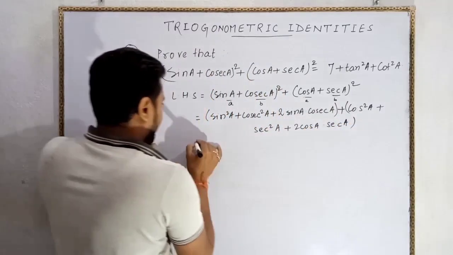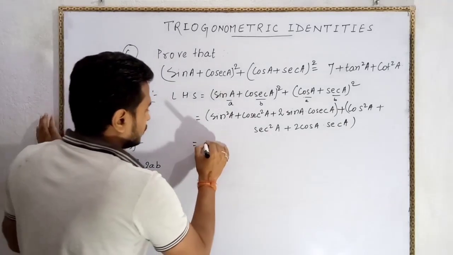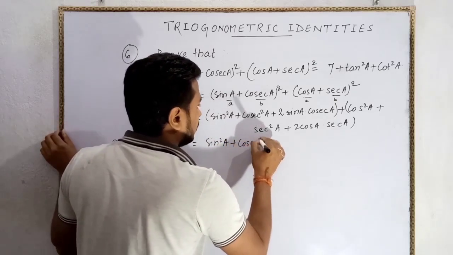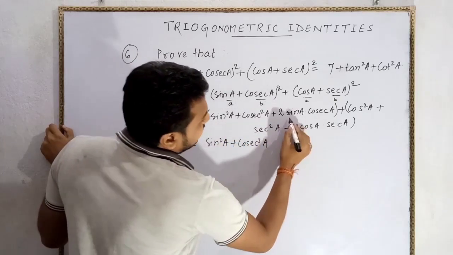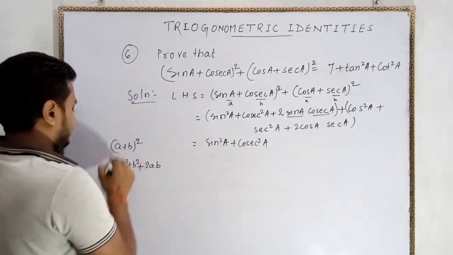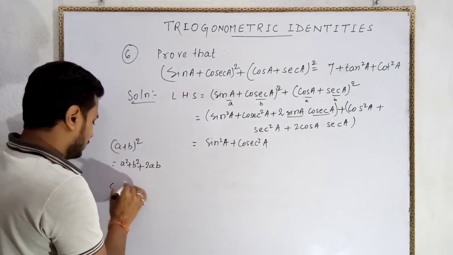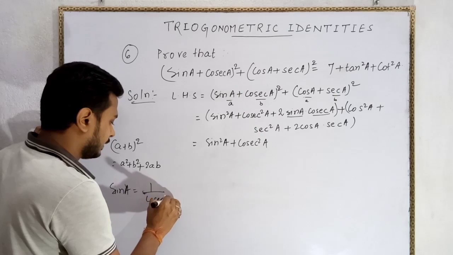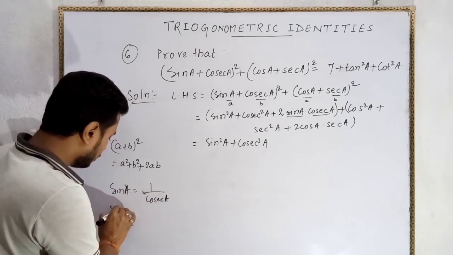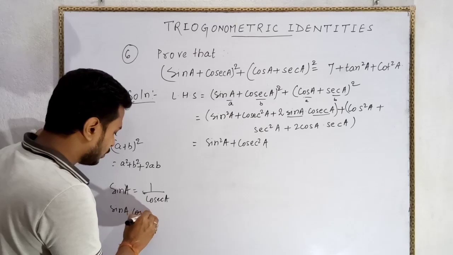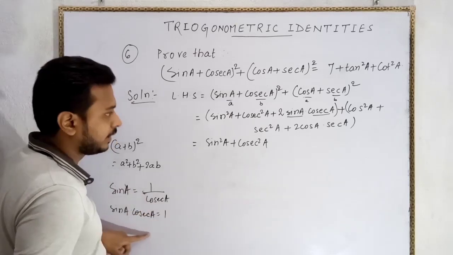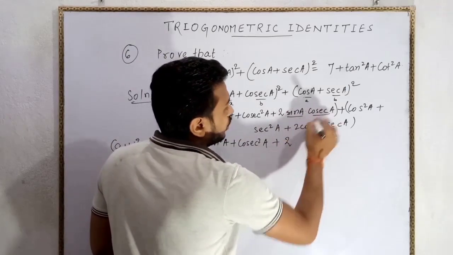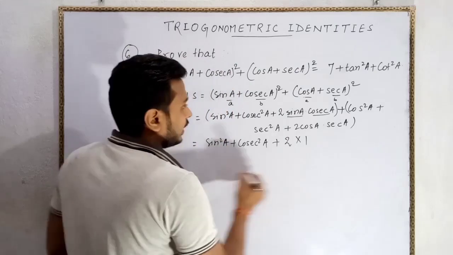Now remove the bracket. We know that sin A is reciprocal of cosec A. Sin A is equal to 1 upon cosec A. Then sin A into cosec A is equal to 1. Then we may write 2 into sin A into cosec A as 2 into 1.